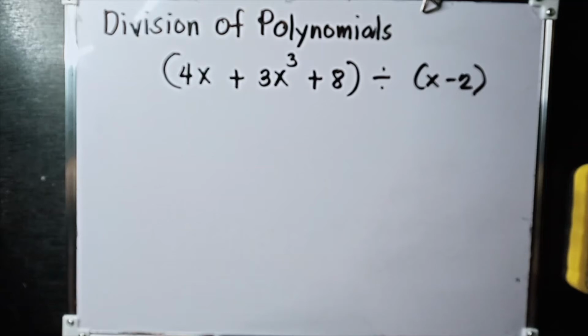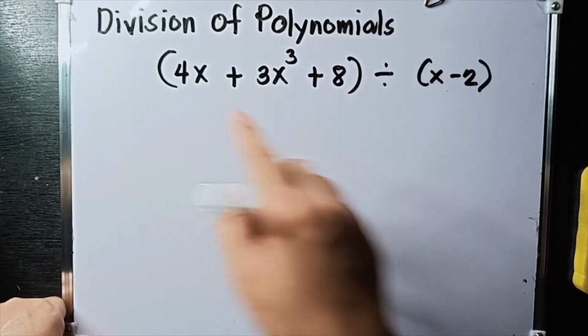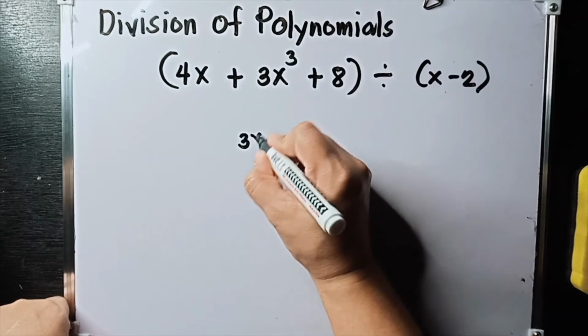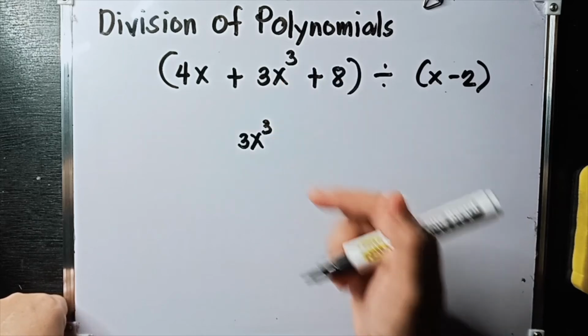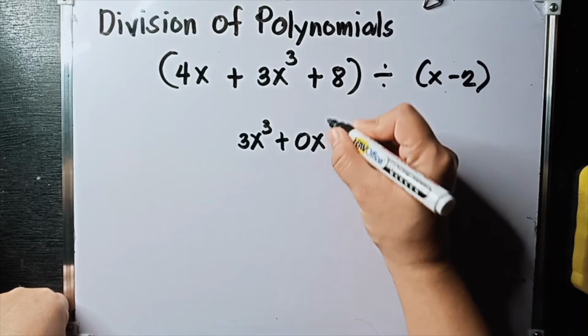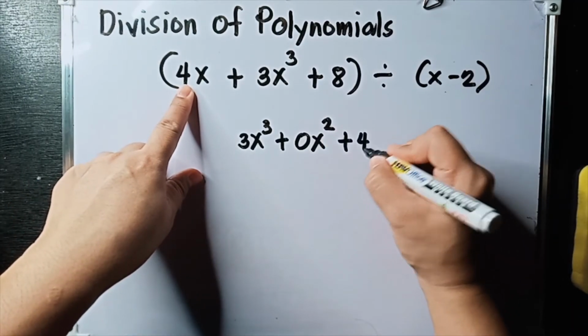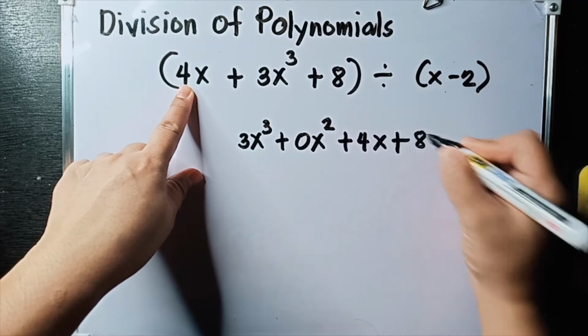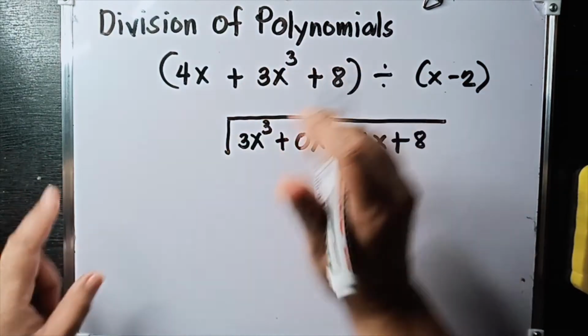So here's another example on how to divide polynomials using long division. So firstly, we need to write this in standard form. So we have 3x cubed. And then it should be followed by the quadratic term. But since the quadratic term is not here, we have to place 0x squared. And then our linear term, so plus 4x plus 8. And then we divide it by our divisor, which is x minus 2.